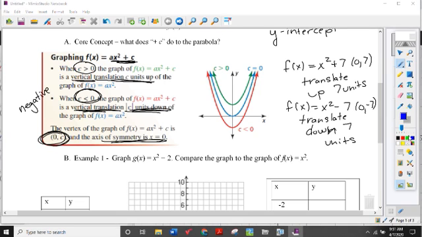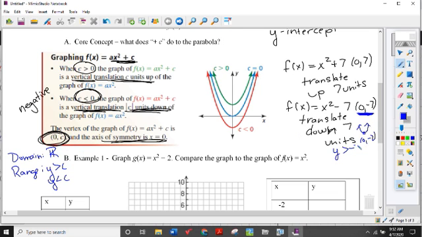And then one other thing to talk about is the domain and range. Domain is still all real numbers, but the range is going to change depending on where the vertex is. Here, this would be a parabola that opens up with the vertex at 0, negative 7. So my range is either going to be greater than c or less than c, depending on what a is. In the first, the range would be greater than negative 7, and in the second, the range would be greater than positive 7.